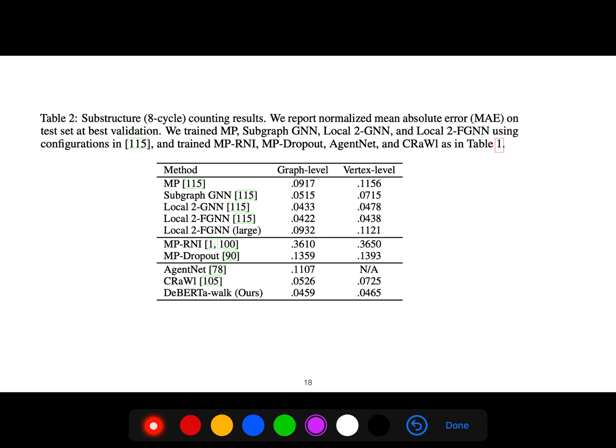So we can compare this method with, for example, the subgraph GNN. This is the normalized mean error. So the normalized mean error of this method is better than the subgraph GNN.